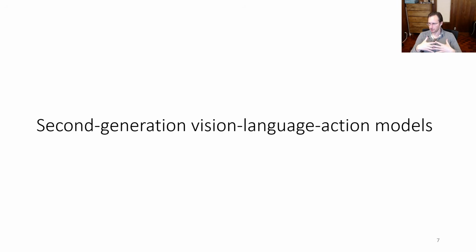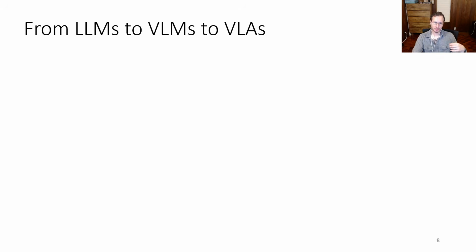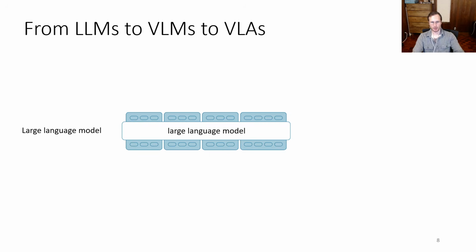So I'll start by introducing what I would call a second-generation vision language action model. Second-generation VLAs at this point are about a year old, and to explain what they are, I should first tell you how LLMs turn into VLMs and how VLMs turn into VLAs. A large language model is a transformer that uses self-attention, and it has a causal self-attention mask that allows it to autoregressively decode text. This is also what enables us to train LLMs with next token prediction.